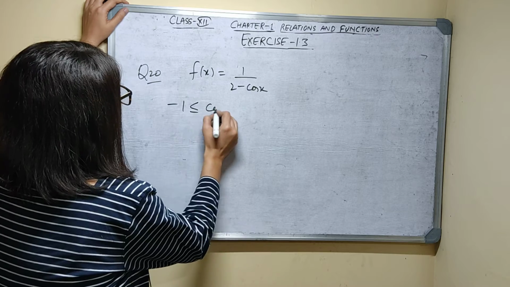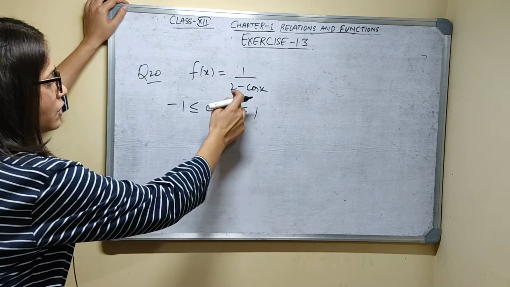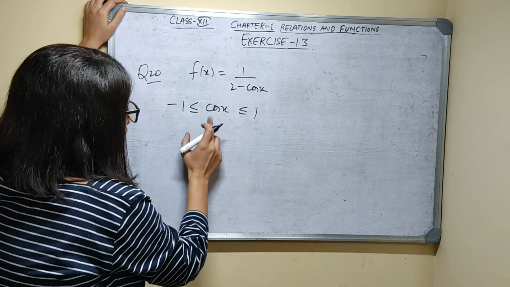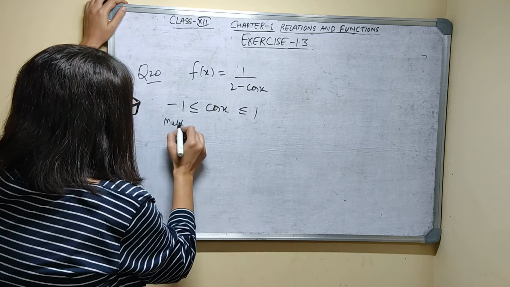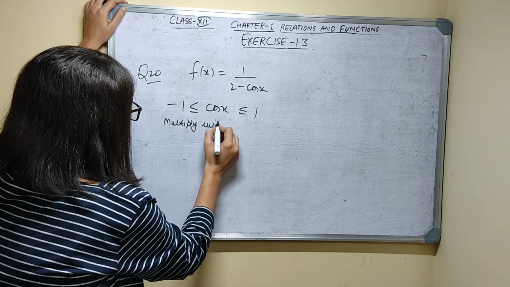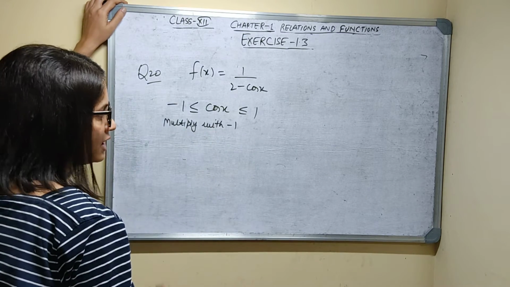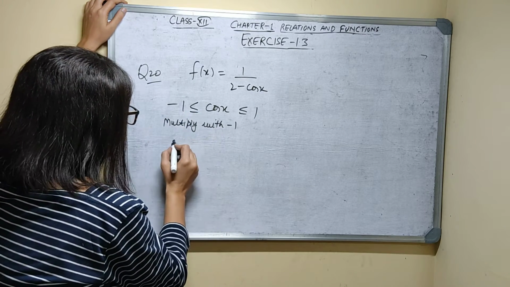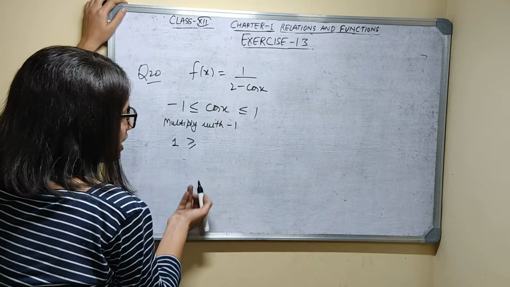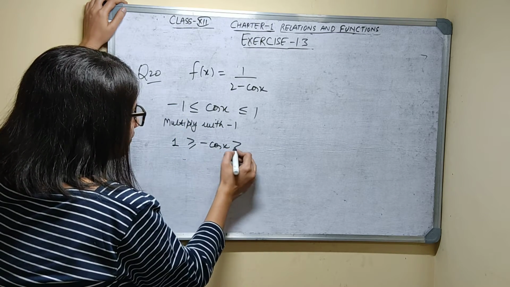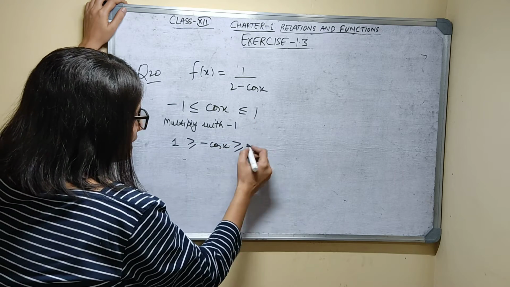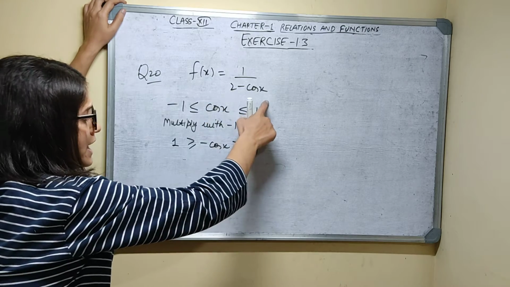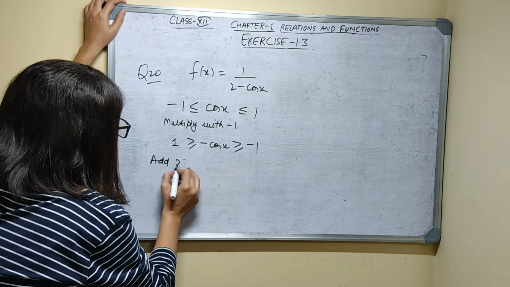You know the cos x value is between −1 and 1. But here you need 2 − cos x, so start from here. You need −cos x first, so multiply the inequality by −1. If you multiply by −1, the whole inequality will change: the less than or equal to sign will become greater than or equal to. −1 times −1 will be 1, so it will be 1 ≥ −cos x ≥ −1. Is it clear?